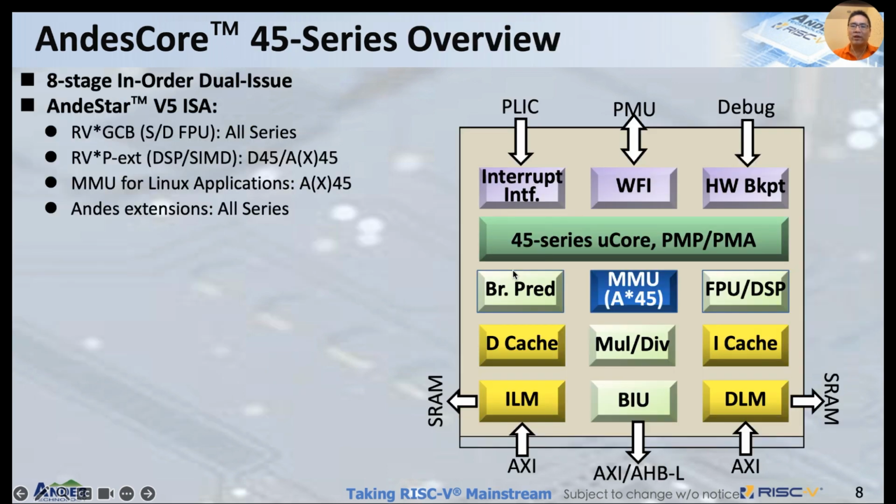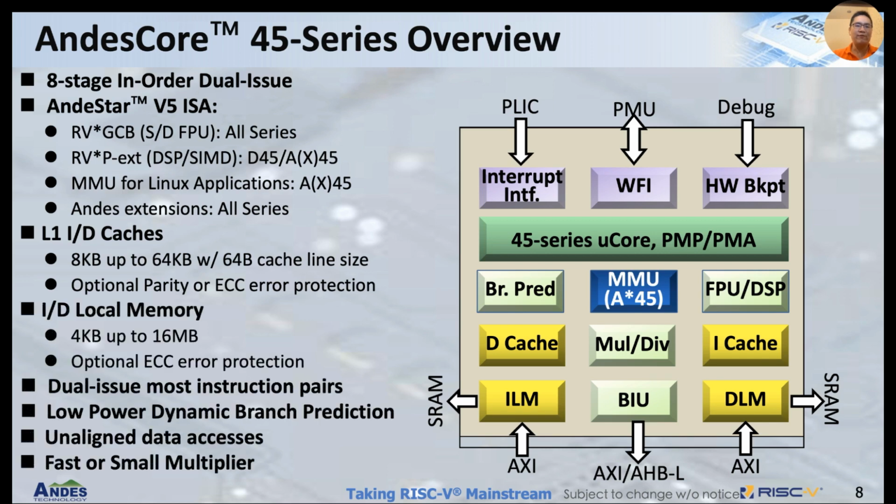So let's look at the microarchitecture diagram of the 45 series. It's an 8-stage in-order dual issue processor. And as mentioned, there are different variants depending on the extension they support. But all cores in the series support the ND's extension, which provides performance enhancement and code size reduction to the cores.